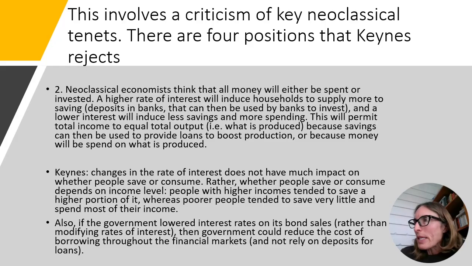So he's going to conclude from this that if you want to boost production through consumption, we're really going to be wanting poor people to be able to be consuming those products, which means that we want to ensure that poor people have employment in order to spend and consume, because they're the ones that are going to be spending and consuming the most of their income. He also thinks that if the government lowers the interest rates on its bond sales, and I'll tell you what bonds are in a moment, if they do that instead of modifying rates of interest, then the government can reduce the cost of borrowing through the financial markets and not rely just on deposits for loans.